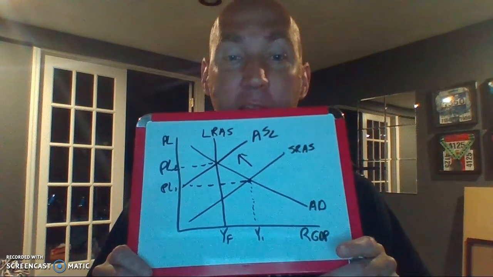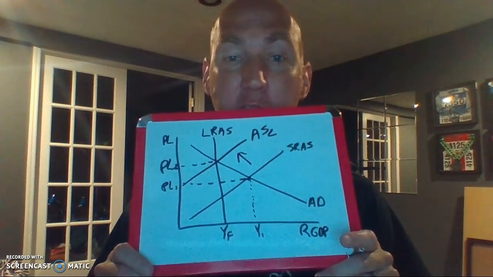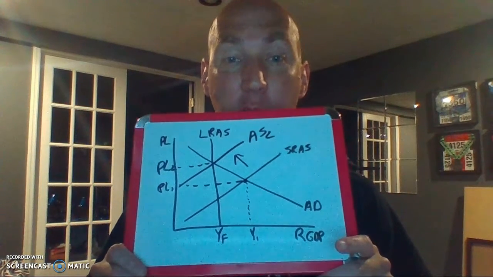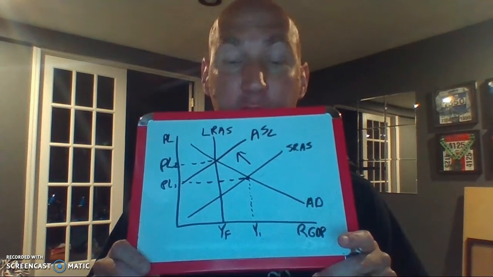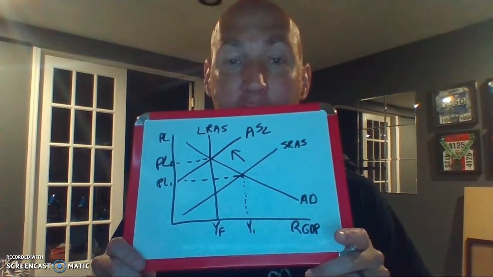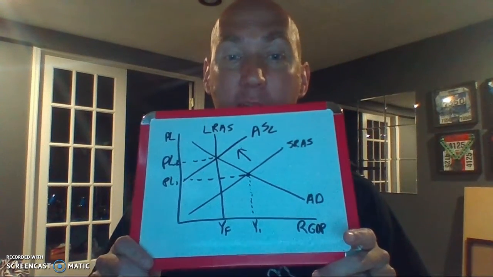And try to keep in mind that they want you on the AP test to use specific examples. So don't just write contractionary fiscal policy. You could say raise personal income taxes or reduce transfer payments, reduce government spending. Any of those things are contractionary because those things would lower aggregate demand. So we'll just draw that graph here. If we use contractionary fiscal policy, aggregate demand shifts to the left.